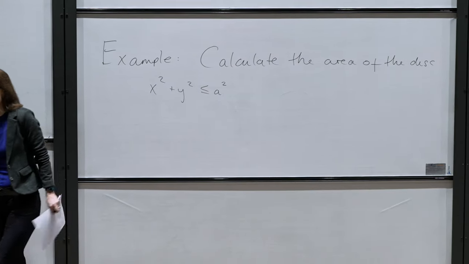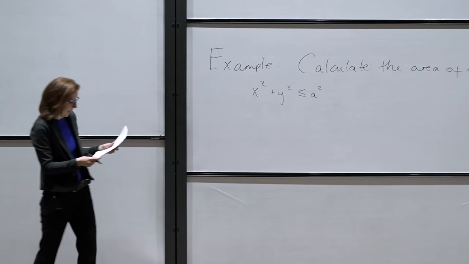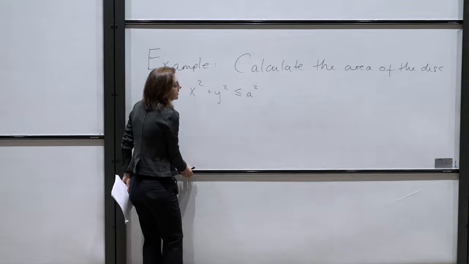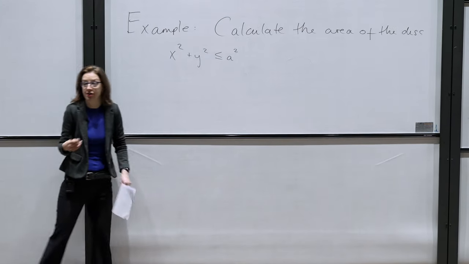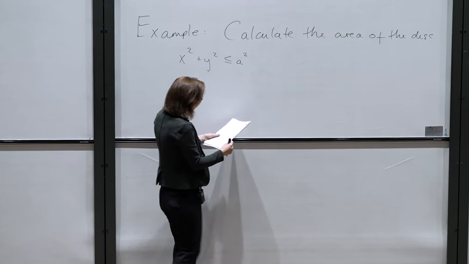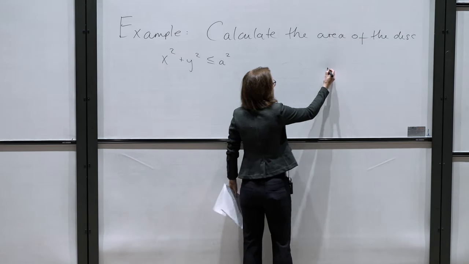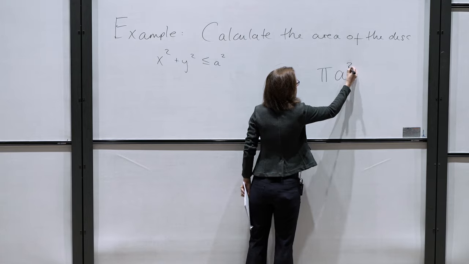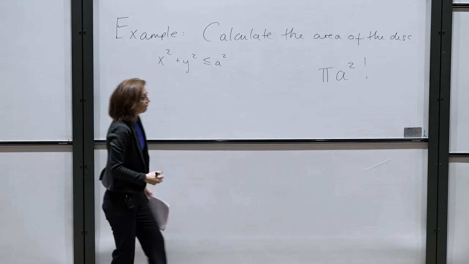Now obviously this is something that we don't really need to do a complicated calculation for. We all know what the area of this is going to be, but this is really just to illustrate different ways that we can use to get to the answer. So we know the answer. Let's hope that the answer is pi a squared, or we've done something wrong.